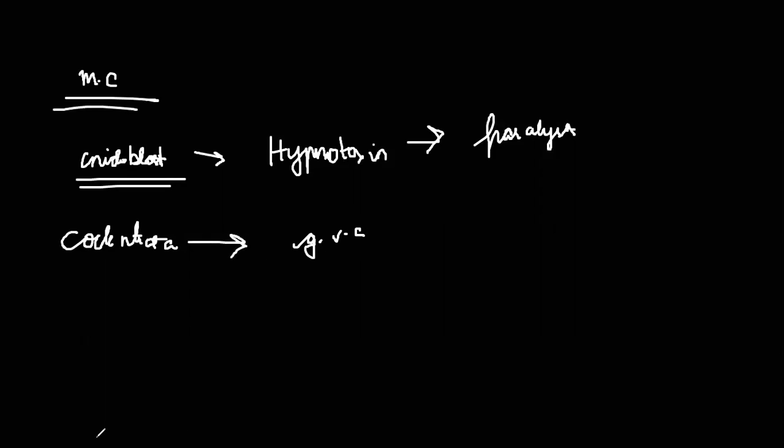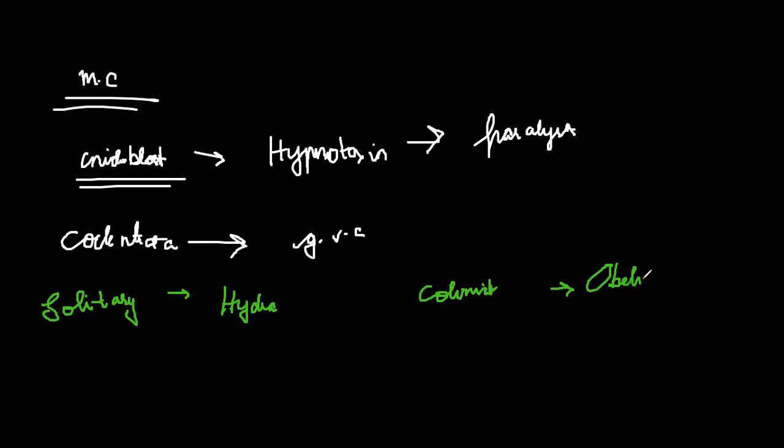Then, some of them are solitary and some are colonial, some are free swimming and some are sessile. Examples for solitary coelenterata: it is hydra. Hydra is a solitary coelenterata. Colonial, that is they live along. Colonial coelenterata is obelia. Live in colonies.